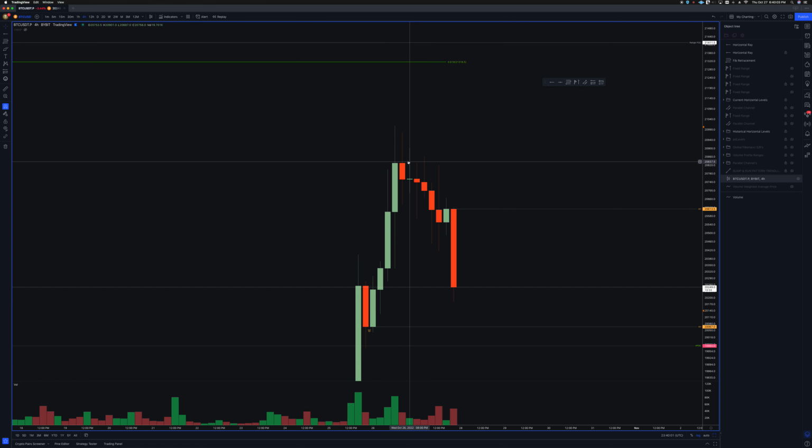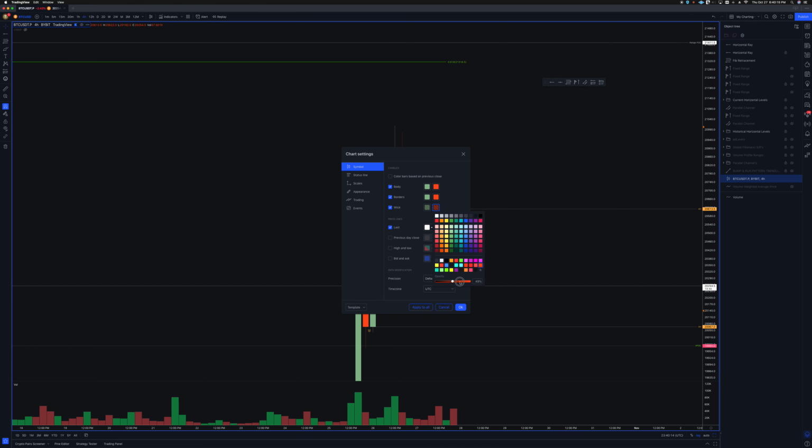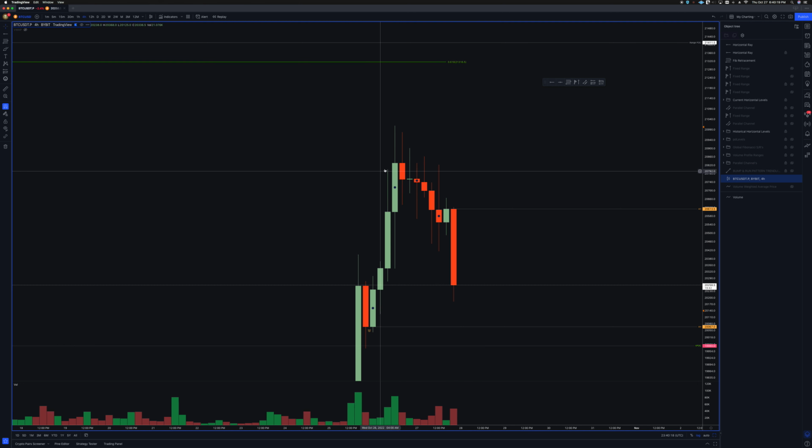Because look at these wicks to the right. They have all tested this level. It has been tested and supported. Look how well supported this wick was on this 4-hour level. I like my wicks kind of light, but I'm going to make them really bright so y'all can see this. Make sure everyone can see that.